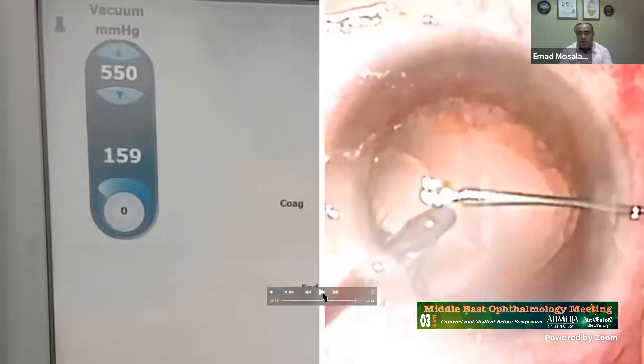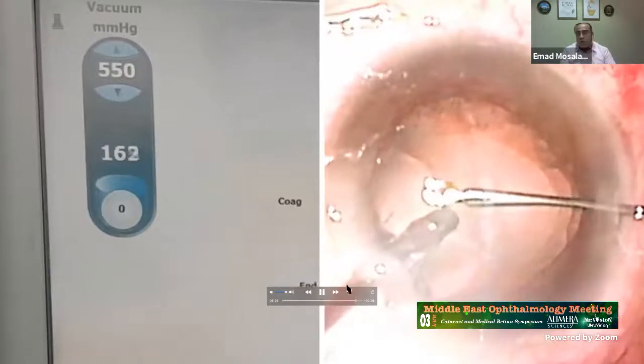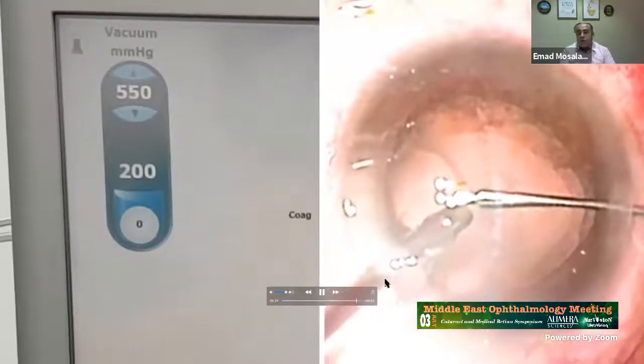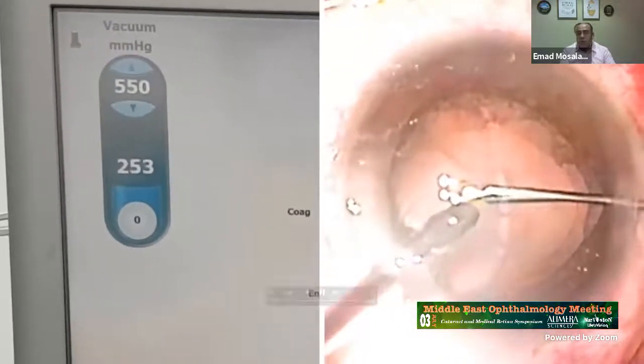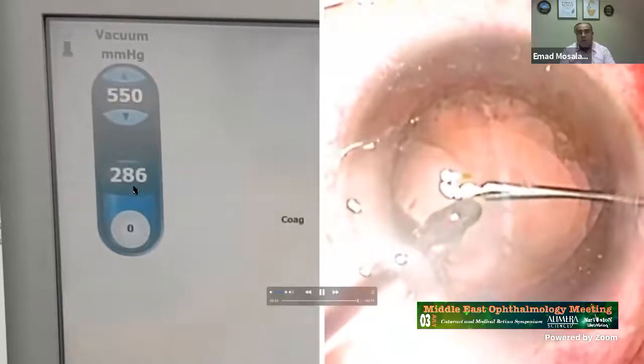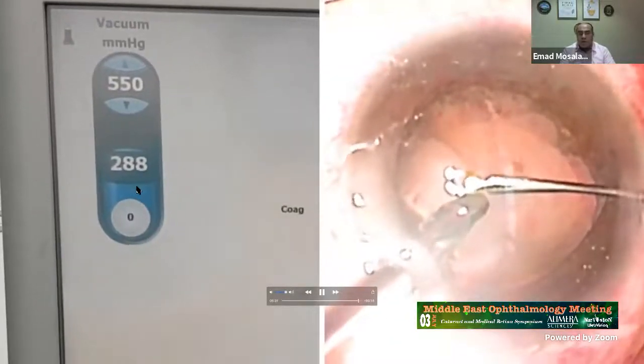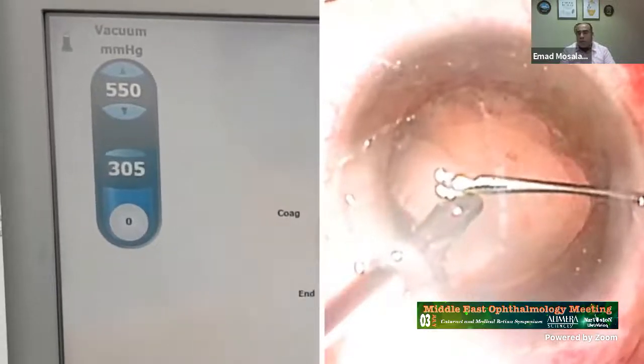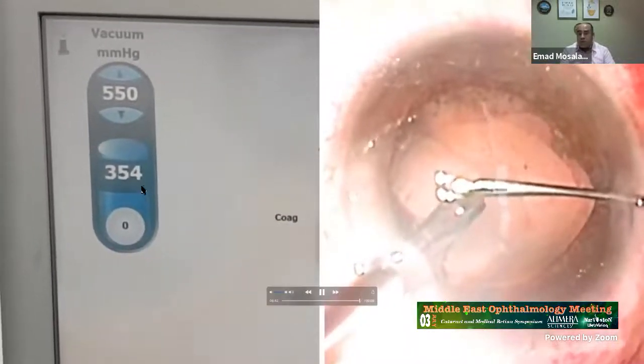Here, as you see, after finishing our irrigation aspiration, I insert the spatula in the posterior capsule, and I use the phaco-emulsification tip to make a vacuum, and we increase the vacuum. I just want to show by this experiment how safe the spatula is to use, and you see how I'm increasing till 280, 300, and 350, and it's a very safe spatula to use.